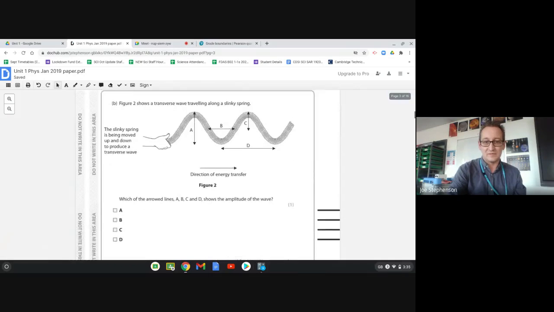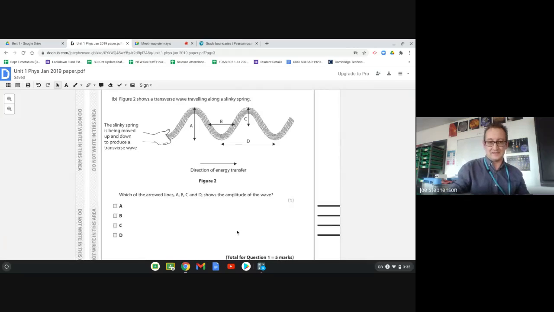Then we come to this wave. Now what they're doing in this wave is they're basically turning the wave into a transverse wave. So you can see that you've got this up and down motion like so, and it asks you to show the amplitude. Okay, so the amplitude in this particular case, let's just think about what that actually means.